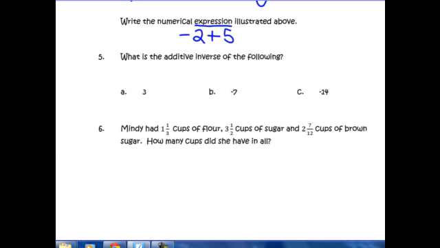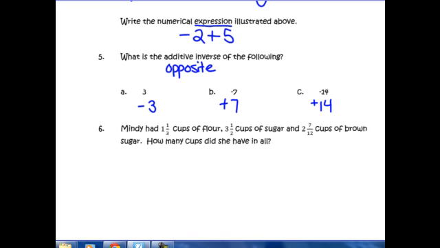Number 5, what is the additive inverse of the following? Well, you say opposite, I say additive inverse. That is the true mathematical terminology there. So what is the additive inverse of 3? -3. What is the additive inverse of -7? +7. What is the additive inverse of -14? +14. Do you have to write the positive sign?